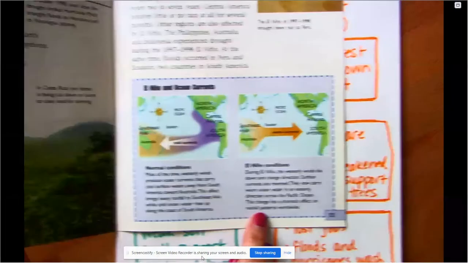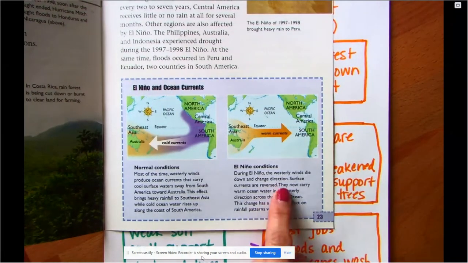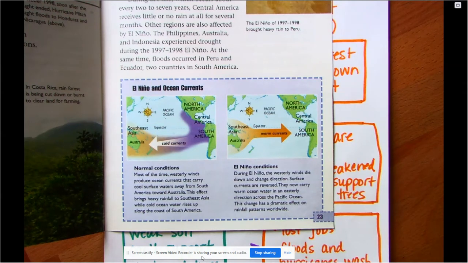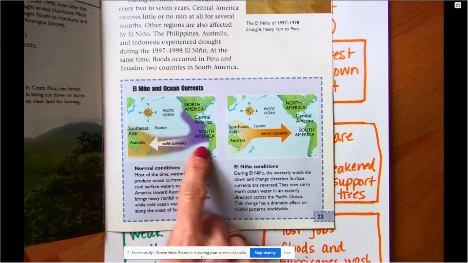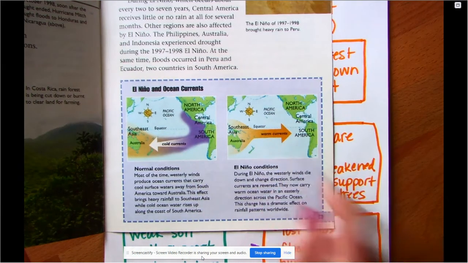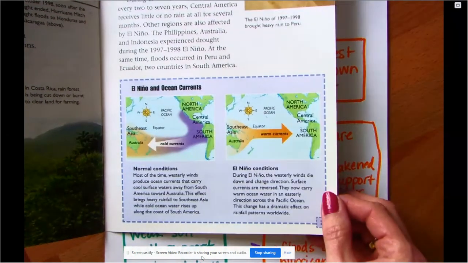But during El Nino, here's what happens. The westerly winds die down and change direction. Surface currents are reversed. They now carry warm ocean water in an easterly direction across the Pacific Ocean. This change has a dramatic effect on rainfall patterns worldwide. So El Nino affects the whole world, and the United States as well. So you can see it's going in the westerly direction, and then it does an about face, and it starts to go in the other direction, and that creates a lot of change.